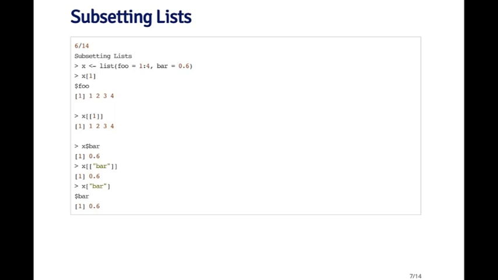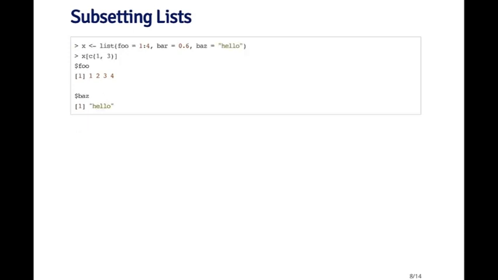So the nice thing about being able to subset an element using its name is that you don't have to remember where it is in the list. So if I couldn't remember whether bar was the first element or the second element, I don't have to remember where it is in order to use the numeric index. I can just use its name, and then it will automatically extract that element from the list.